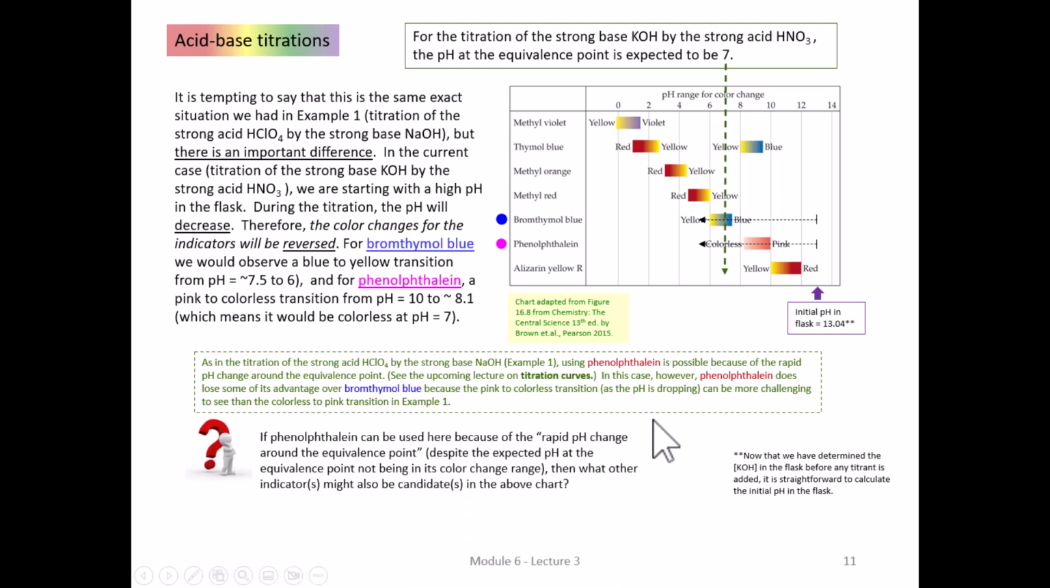There are a couple other indicators here that would be possible, and you could figure this out. Probably methyl red might be a candidate if the pH change was rapid enough near the equivalence point and beyond. And you can see thymol blue might work too.